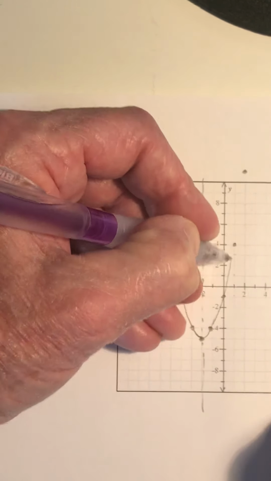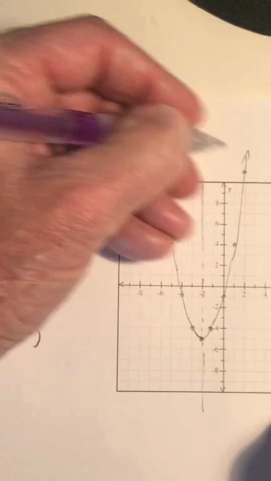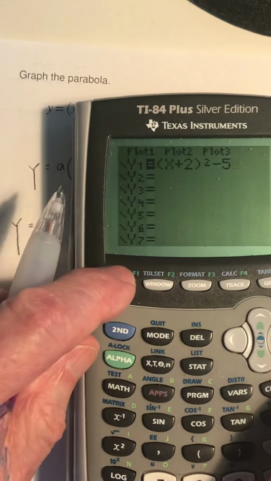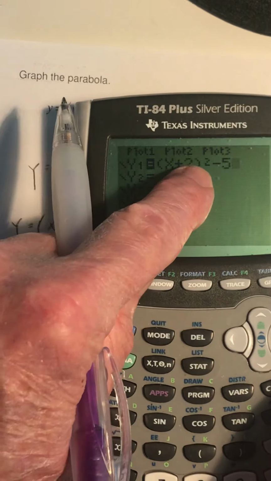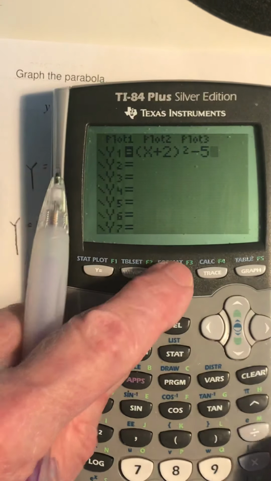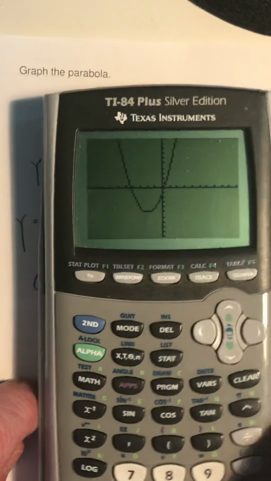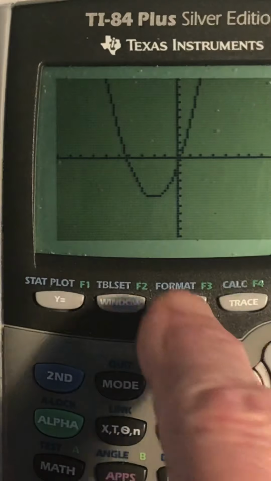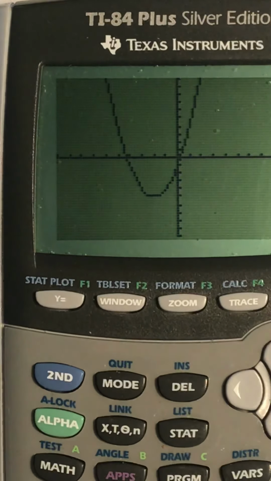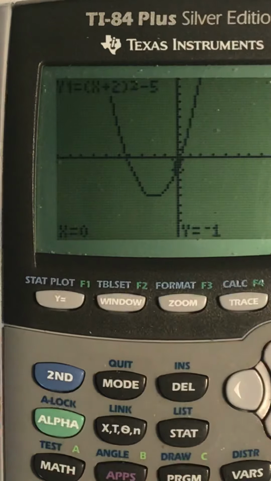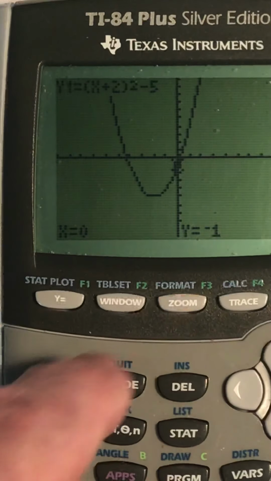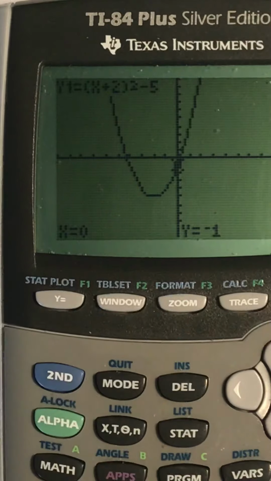I want to show you how you can also help yourself with your calculator. I put the y equals key, and then I typed in x plus 2 squared minus 5. And then if I just do zoom number 6, I get the graph. And if I want to get more specific information about where everything is, if I just hit the trace key up here, it always defaults to 0. But if I remember from my paperwork that -2 was the x value of the vertex.